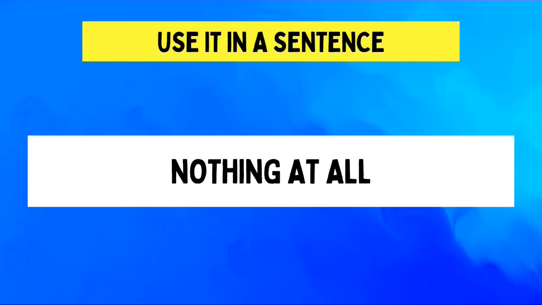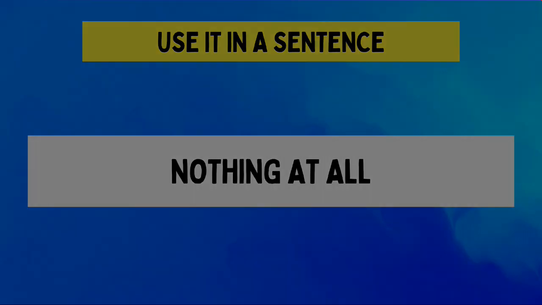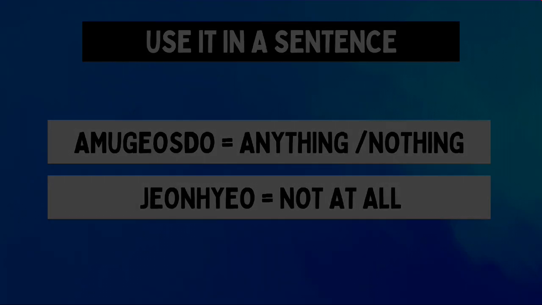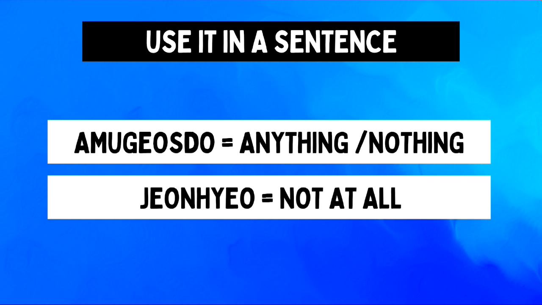Now let's try to look into this example English sentence. It says, nothing at all. Again, it says, nothing at all. The Korean translation of this is 아무것도 전혀. Again, 아무것도 전혀. This is the same sentence flashed at the beginning of the video. The first part of the sentence is 아무것도, which is our word for today. Again, it could be used as anything or nothing in Korean, but for this case, it is used as nothing.